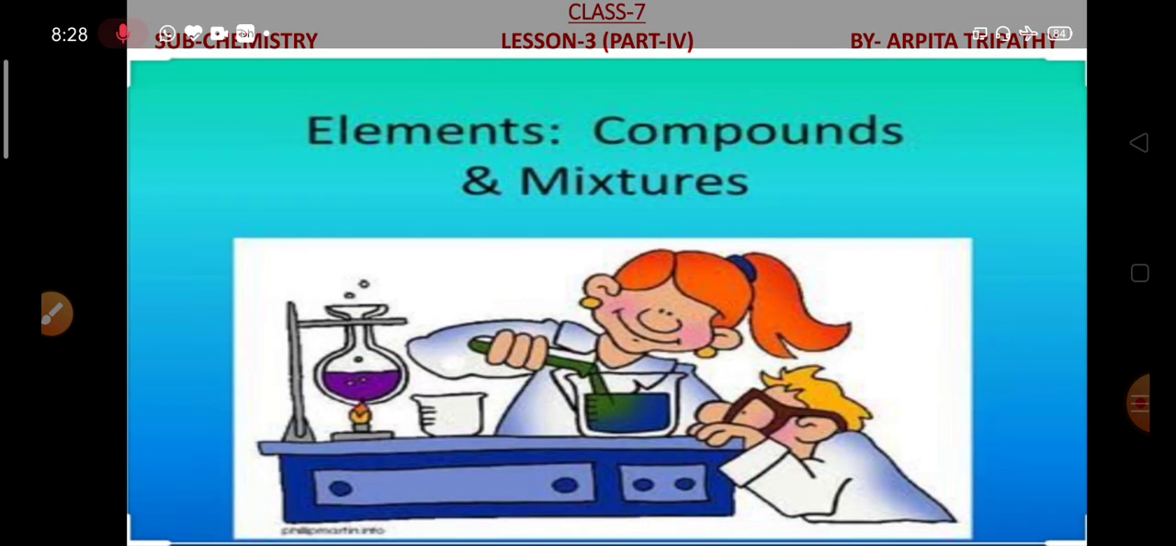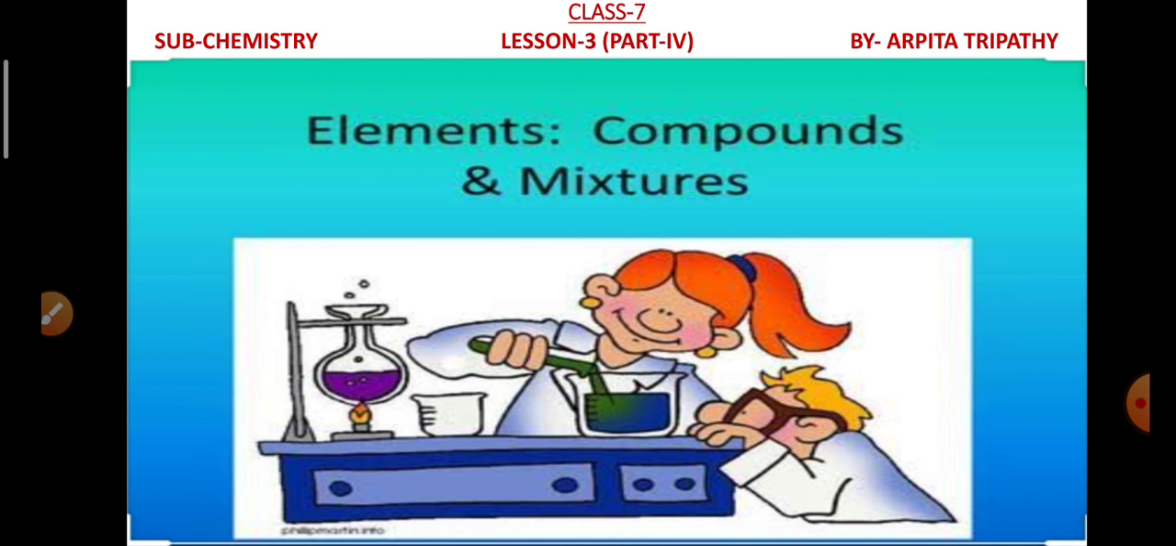Today we'll continue our discussion with the leftover separation techniques of mixture. Those who have seen my previous videos of this chapter can understand this part of the video properly, and those who haven't seen, I would request them to see it in order to understand it clearly.